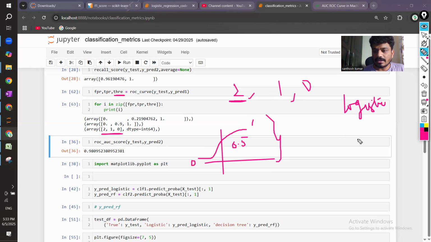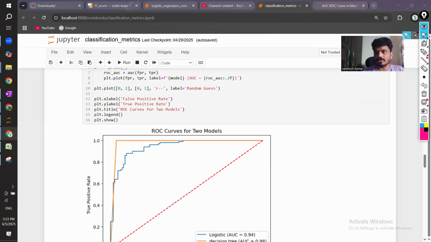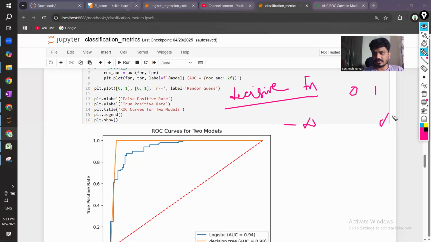you are using the sigmoid function, so that will give you a graph, and that will give you values between 0 and 1. But for some other models, like decision tree or random forest, we will use other functions called decision functions, where the threshold need not be between 0 and 1. It could be from minus infinity to plus infinity.